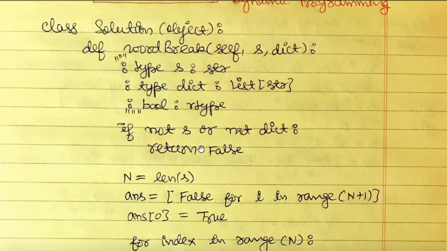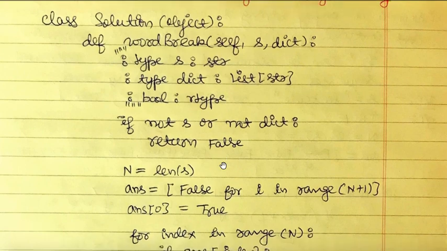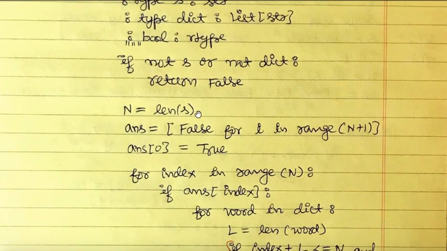So we first handle the edge cases. If not s, it means if s is an empty string, or if the dictionary is empty, not dict, we return false, so we cannot do it. However, in the question it was given that the dictionary and the string will always be non-empty, so that is most probably not used here, but it is always safe to include these as cases in the code. And then we compute n as the length of the string.